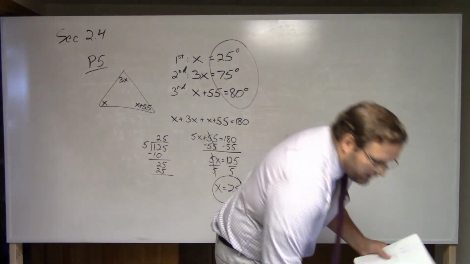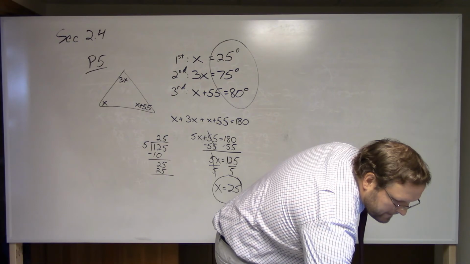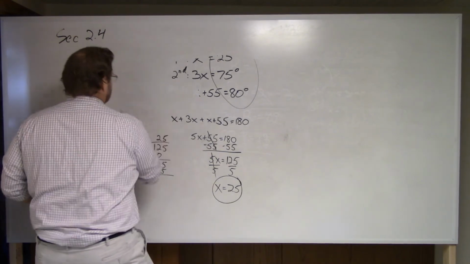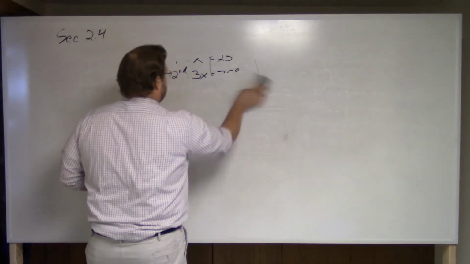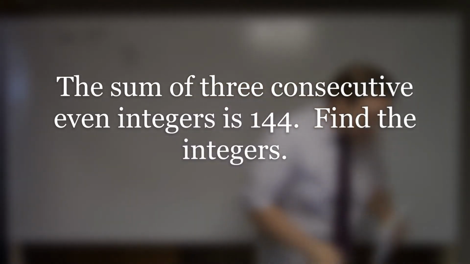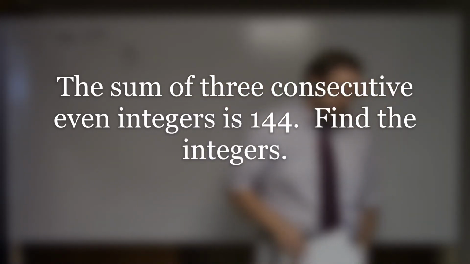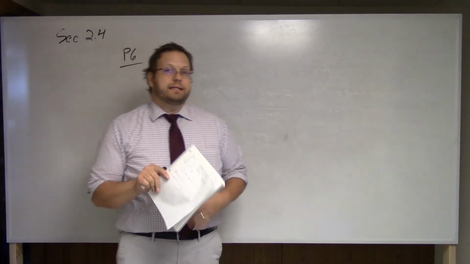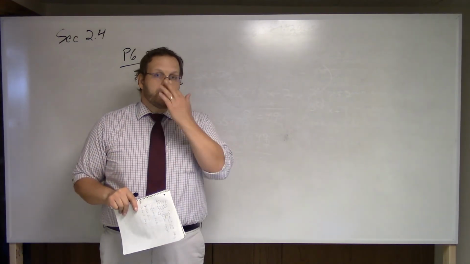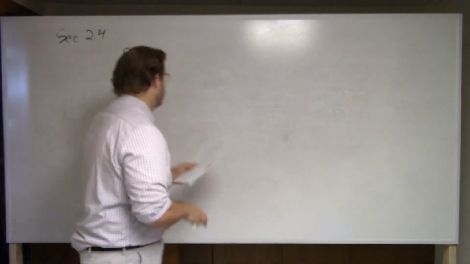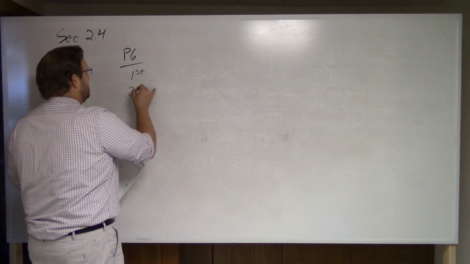Practice 6, found on page 111. And practice 6 reads, the sum of 3 consecutive even integers is 144. Find the integers. Now, in the previous section, we talked about this idea of consecutive integers. First thing that you should be thinking about is how many. They say that there are 3 consecutive even integers. So if there's 3, I have a first, I have a second, I have a third.